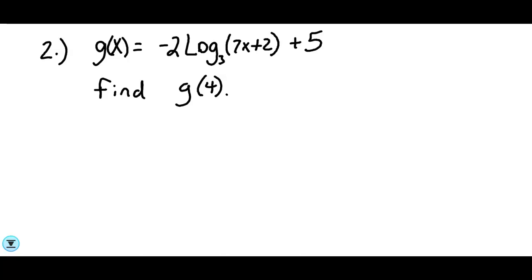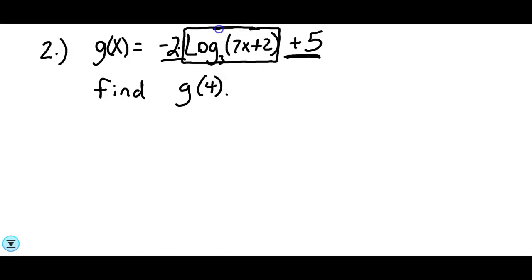So the issue is that we have numbers on the outside also. What we're going to do is figure out what this is first, and after we get that figured out, we're going to multiply it by negative 2, and then add 5 to it after that. That's it. Let me say it again.